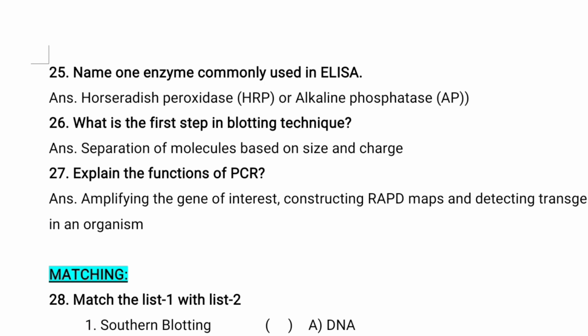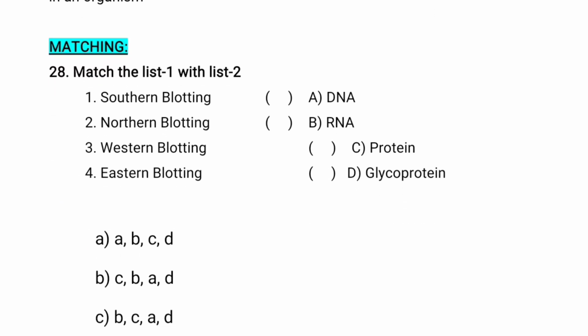Explain the functions of PCR. So PCR is used to amplify the gene of interest. That means the target gene can be amplified by using PCR, and it is used for the construction of RAPD maps, and also used for the detection of transgene in an organism. That is PCR. Let's see the next category of questions.